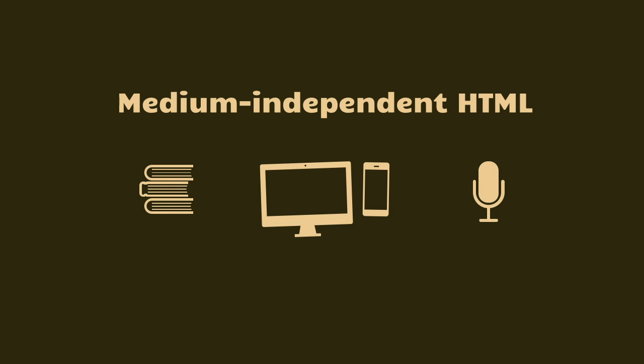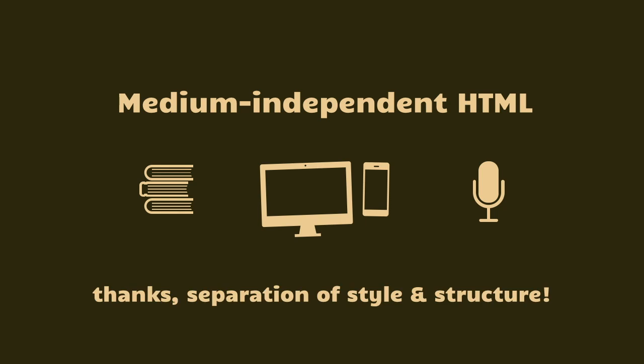For instance, you could publish a book with the same HTML that you're using to publish a website and a mobile sort of thing. And the only reason that is possible is that CSS is completely separate. It is enabled by the separation of style and structure.